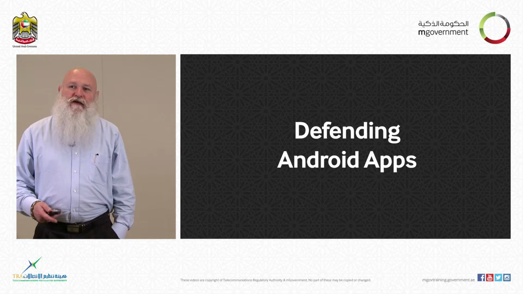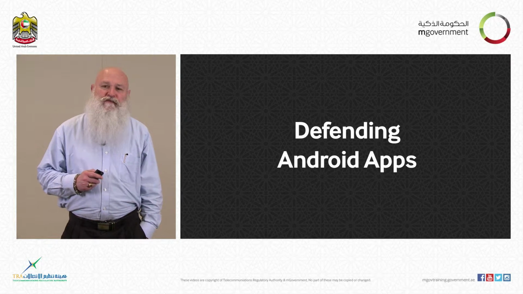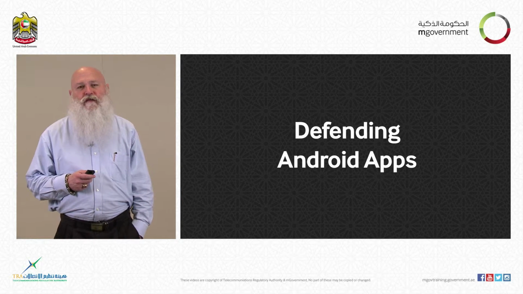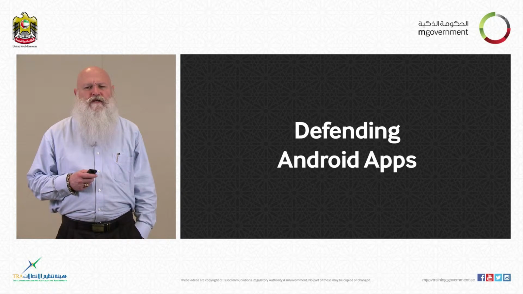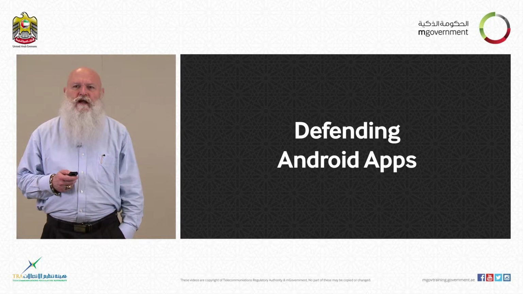Now that we've looked at the basic architecture of the Android system, let's look at defensive mechanisms for Android applications. We want to understand the security features of the Android operating system, discuss data encryption and key management, and understand the basics of the code signing process.